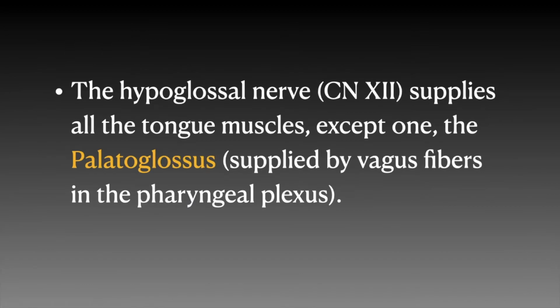The hypoglossal nerve, which is the 12th cranial nerve, supplies all the tongue muscles except one, which is the palatoglossus, which is supplied by vagus fibers in the pharyngeal plexus.